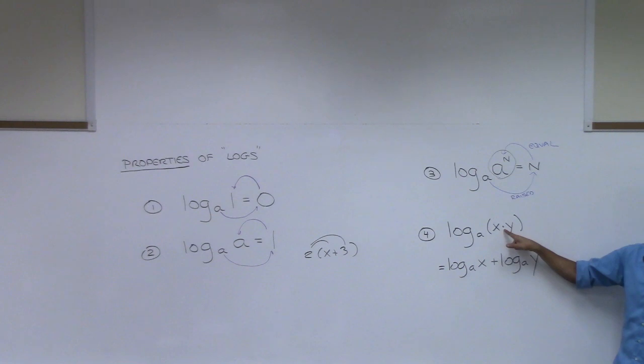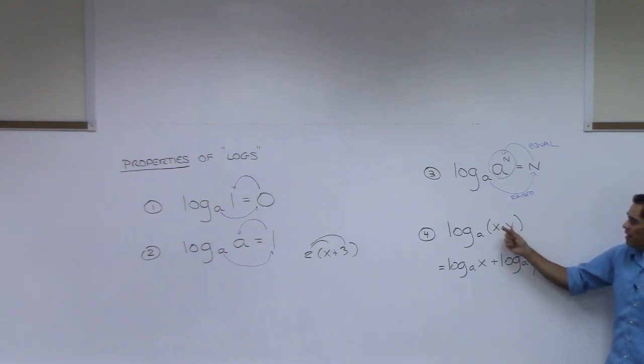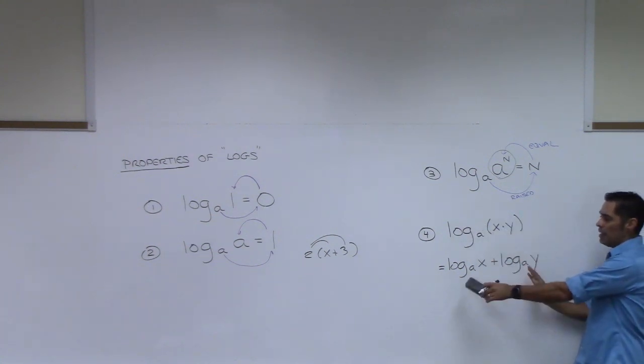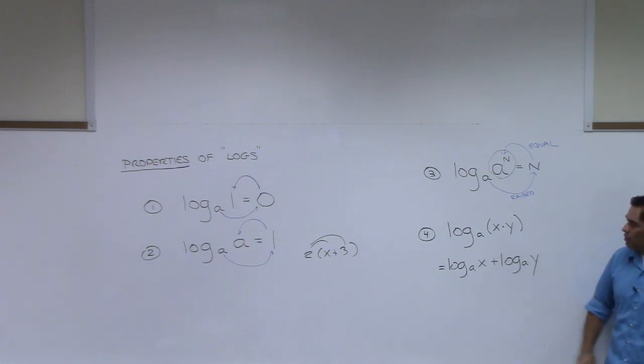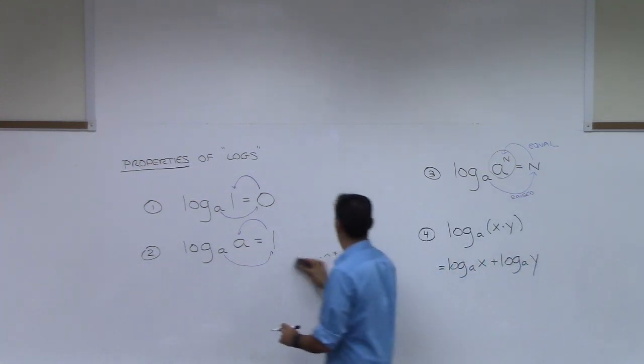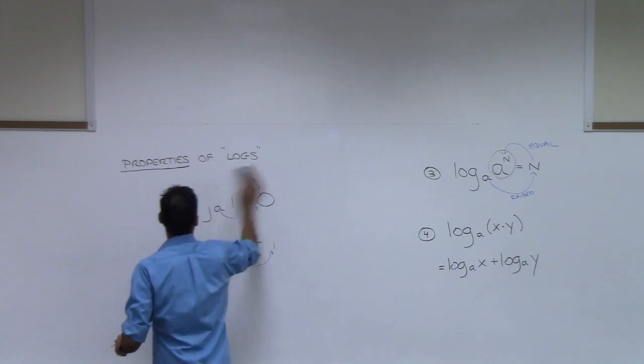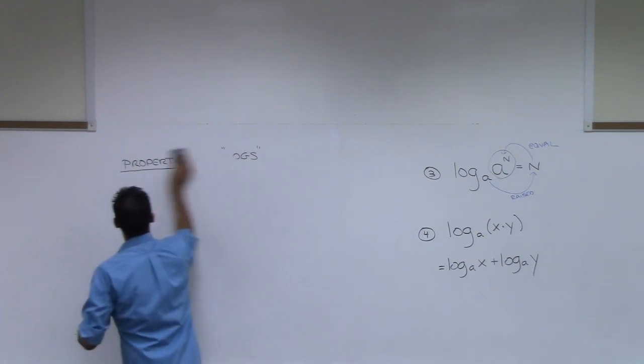Anytime you have a product, multiplication, inside of a log, you are allowed to split it into 2 logs with addition between them. And this is just a property, you're just going to have to take it on faith, and we move forward, all right? So let me give you an example of this.